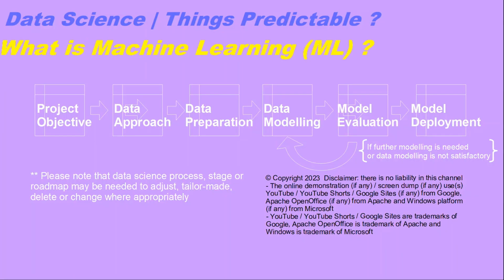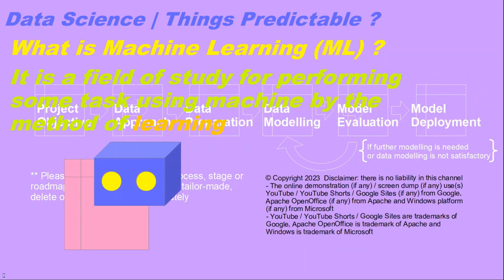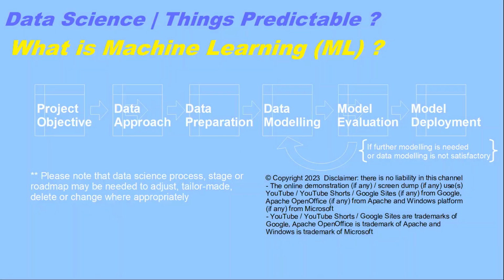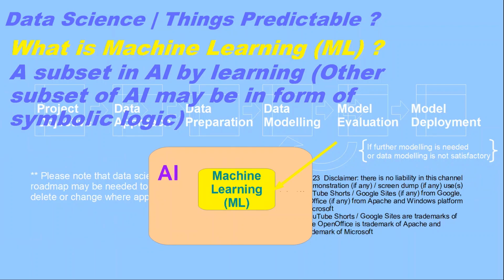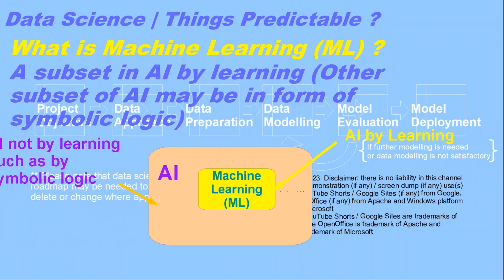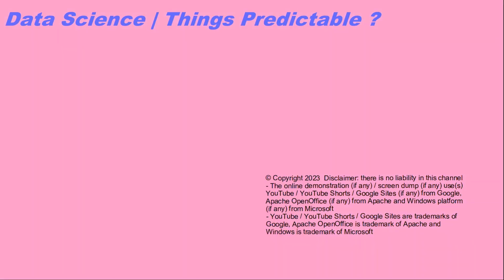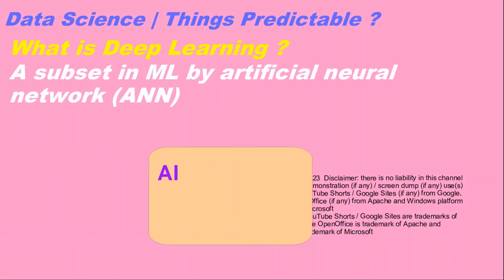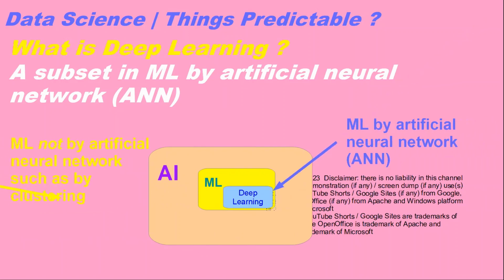What is machine learning, ML? It is a field of study for performing some task using machine by the method of learning. A subset in AI by learning, other subset of AI may be in form of symbolic logic. What is deep learning? A subset in ML by artificial neural network.